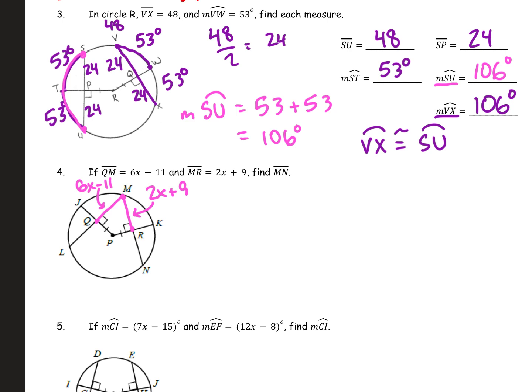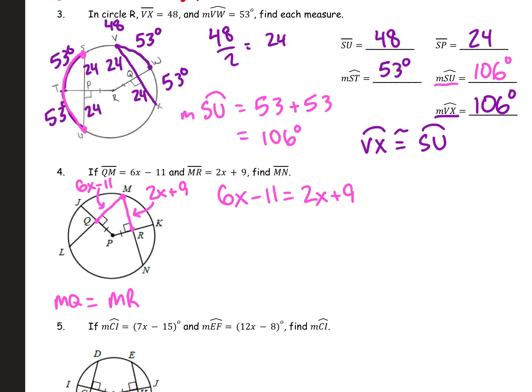I kind of want to make a note of that. Be careful with this, though. MQ is actually equal to MR. Just be careful with that in the future, because you never know when you're going to see a problem that's different. So we can actually say that 6x minus 11 is equal to 2x plus 9.